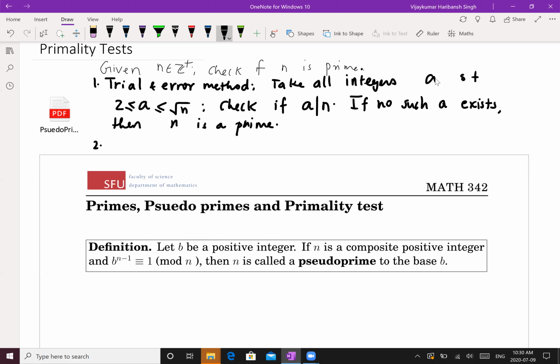Second is Wilson's theorem. That is, if (n minus 1) factorial is congruent to minus 1 mod n, then n is prime.